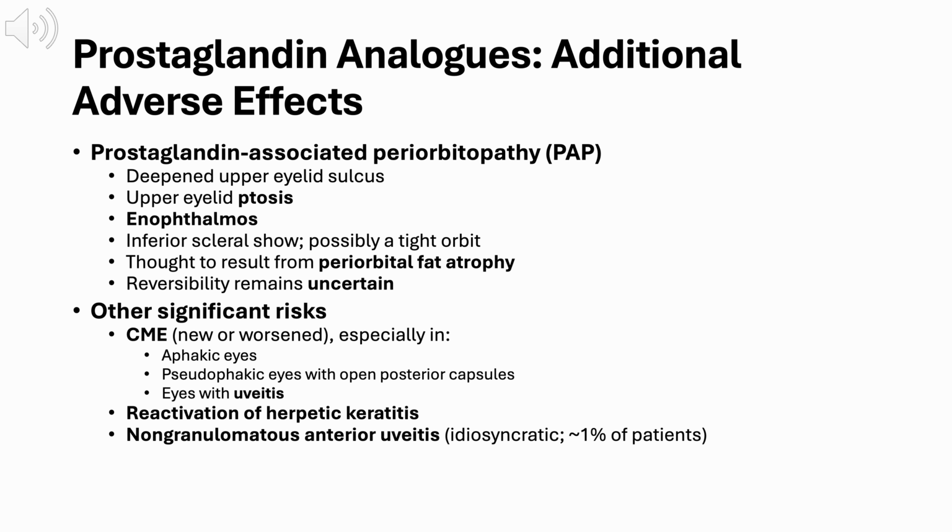Other significant risks include cystoid macular edema, particularly in aphakic or pseudophakic eyes with open posterior capsules and in eyes with underlying uveitis. Prostaglandins can also trigger reactivation of herpetic keratitis and, less commonly, cause a non-granulomatous anterior uveitis, which occurs in about 1% of patients.